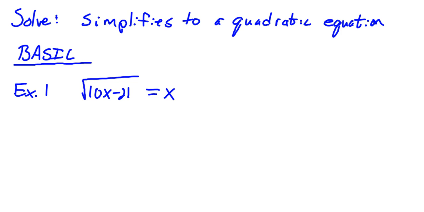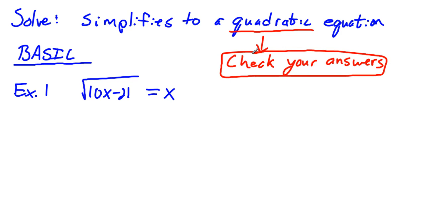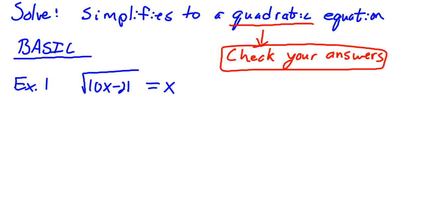Now, here's the difference with these. Everything up to this point in 10.7 has been linear. When it tells you you're doing a quadratic, that means you have to check your answers. Because when we're getting to the point where this thing is a quadratic, you're going to have two answers. One answer usually works. The second answer, it's 50-50. Sometimes it works, sometimes it doesn't. It just depends on the problem and the answers that you get off this one.